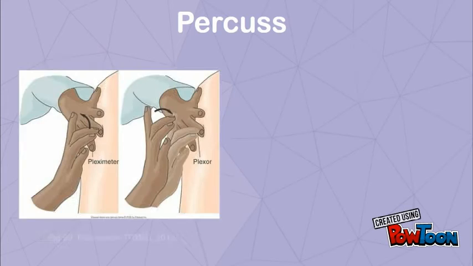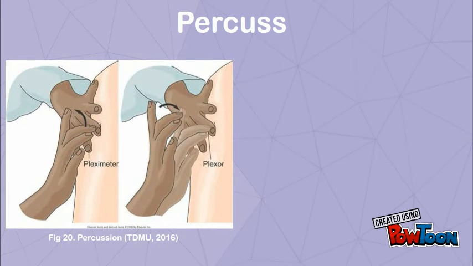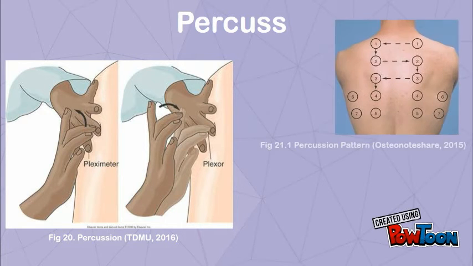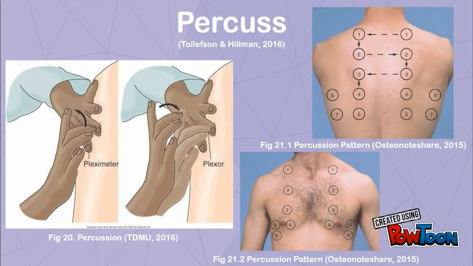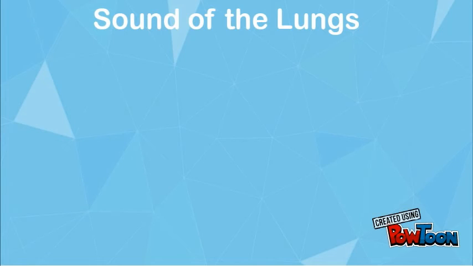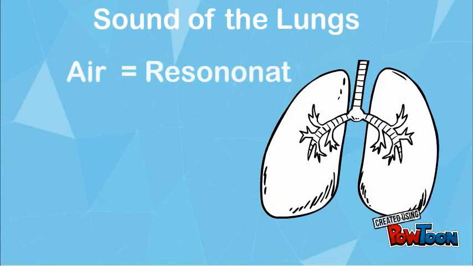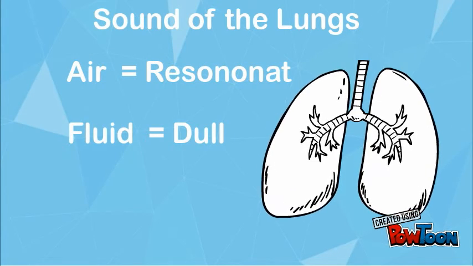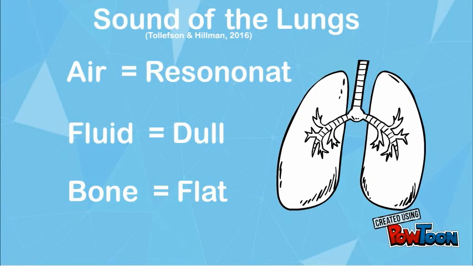Percussion is the process of placing one's non-dominant hand on top of the chest and using the dominant hand to gently tap on top of the other hand as shown. Work from side to side down the length of the thorax to ensure you cover the entire chest region. Percussion helps to determine if there is any fluid in the lungs. When percussing, if the lungs are filled with air, it will sound resonant. When there is fluid in the lungs, it will sound dull, and when hitting bone, it will sound flat.